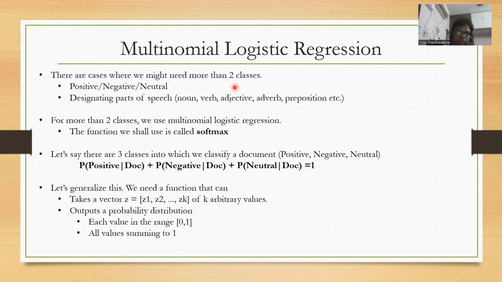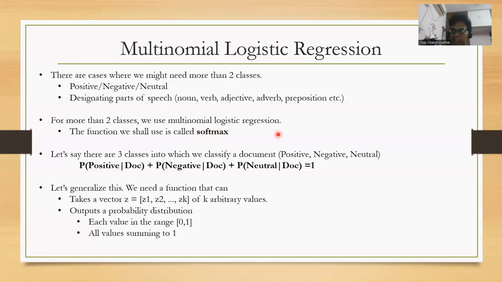So one example is, if you're figuring out the sentiment, you can classify sentiment as positive, negative, or neutral. And then let's say you have a sentence and you want to categorize words and designate each as a part of speech. So it could be a noun, it could be a verb, an adjective, adverb, preposition, and so forth. So these are classic examples where you're dealing with more than two classes.